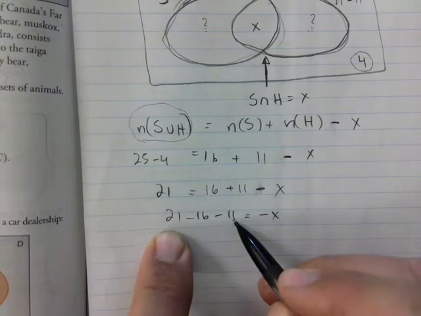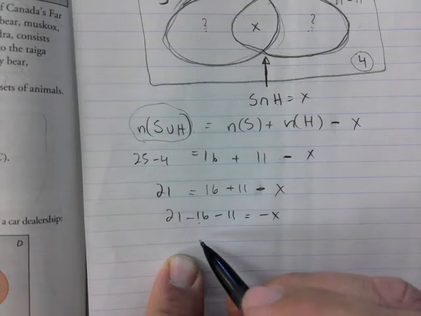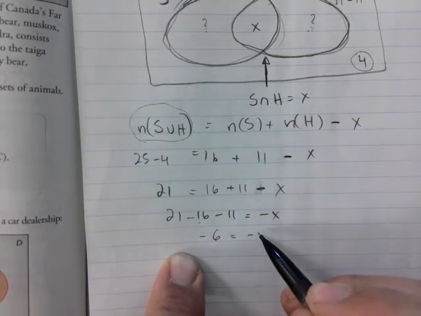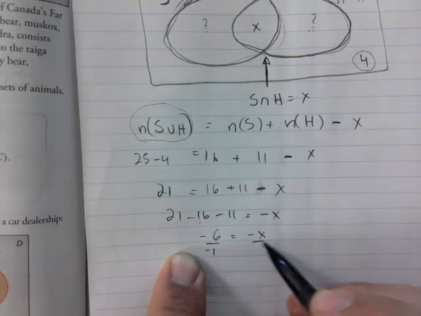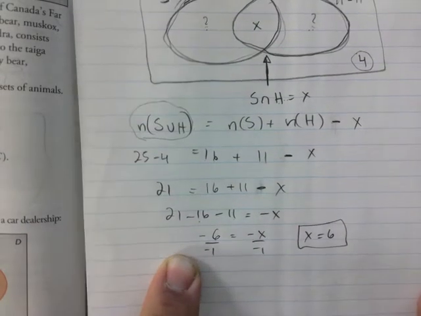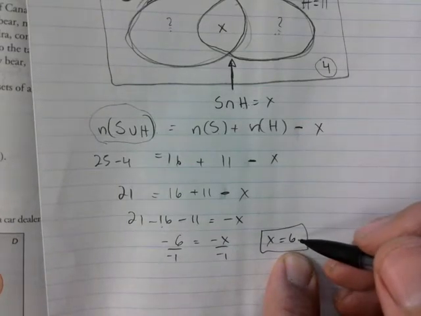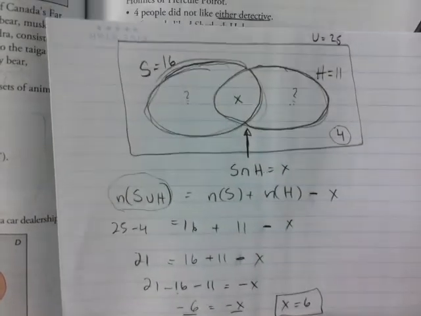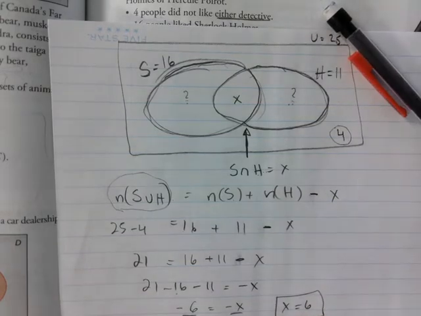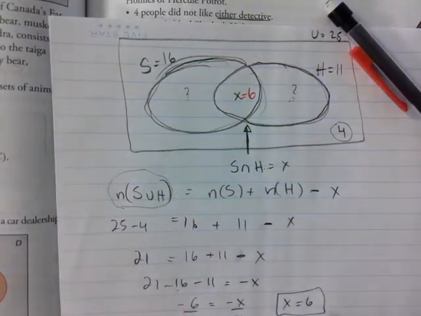21 minus 11 is 10, minus 16 is negative 6. Right, so you divide both by negative 1, so x is equal to 6. Okay, 6 people like both authors. Okay, so that is your key. Remember, I told you that's your key to success. That is 6 that you found there.